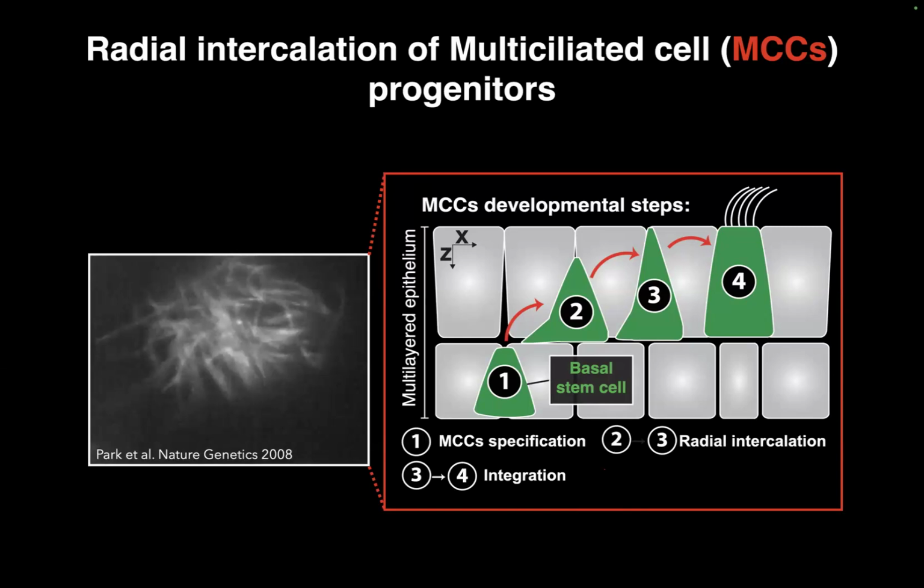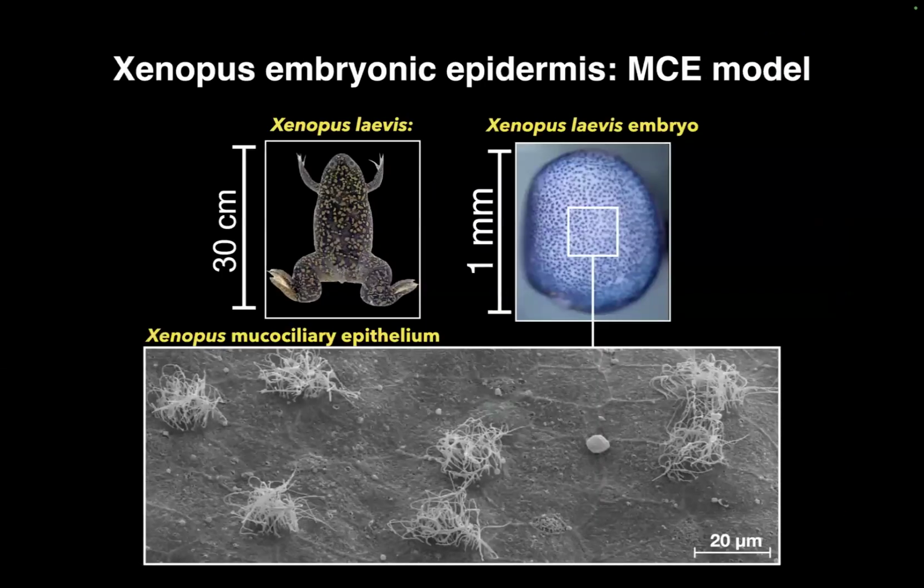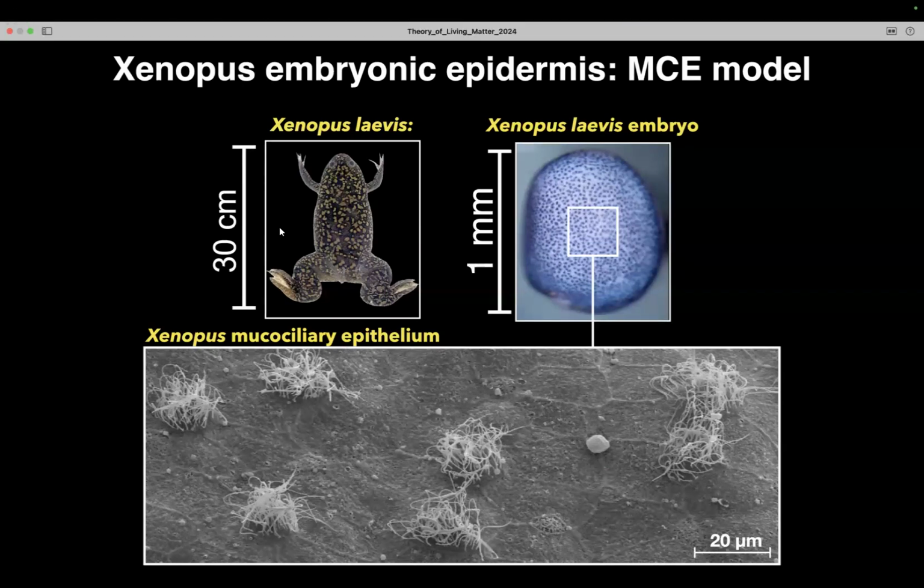To study the processes related to the morphogenesis of multiciliated cells, we use a frog system, frog embryos. The reason is very simple. On the left-hand side, this is the monster we're working with, Xenopus laevis. And on the right-hand side, we have the frog embryo. It's quite big, 1 millimeter in diameter. And you can appreciate these blue spots.